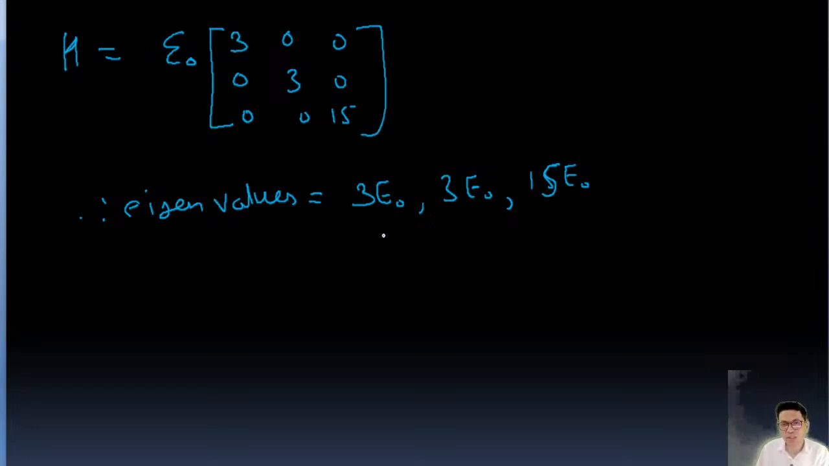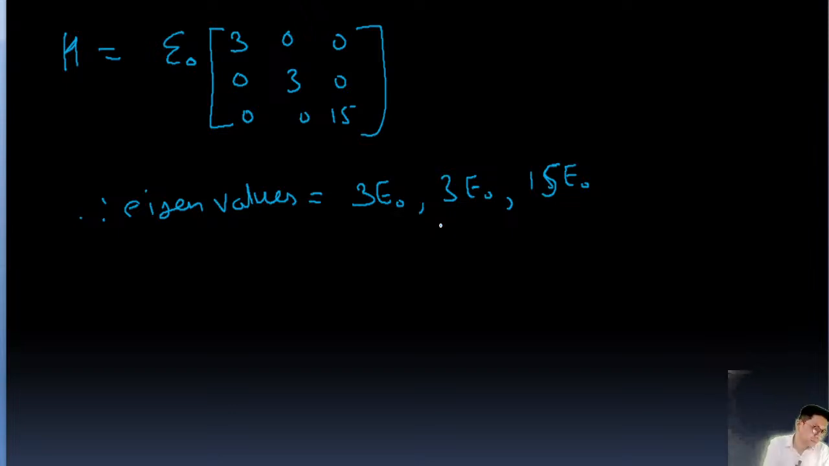Here you can see that there are two energies which are equal, that is 3 epsilon naught and 3 epsilon naught. So this is the case of degenerate perturbation theory, because the energy is degenerate here, with two equal energies. Now we'll find the first order correction, and since this is a degenerate case, we'll use degenerate perturbation theory to solve it.